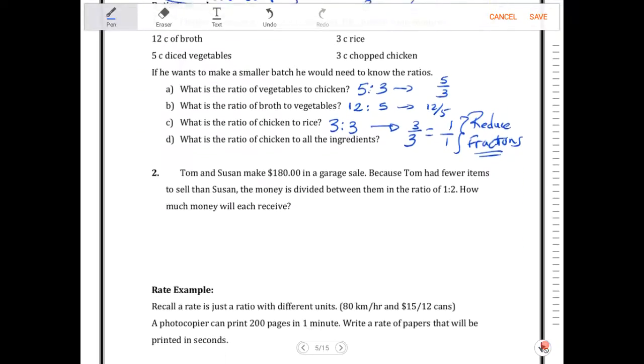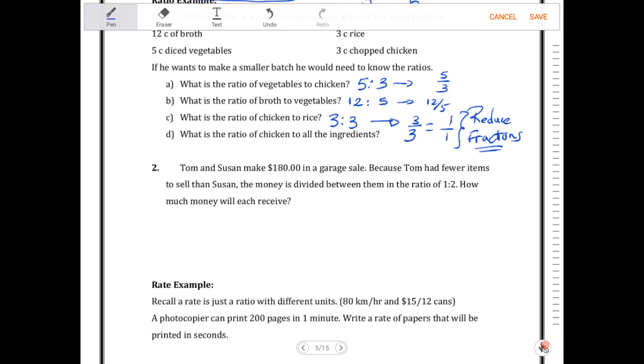Okay, let's go on to another example. Tom and Susan make $180 in a garage sale. Because Tom has fewer items to sell than Susan, the money is divided between them in a ratio of 1 to 2. Well, okay, it looks like here that they're not getting the exact same amount of money. Yeah, they both worked the garage sale. They sold things, but not everything's going to be shared equally here, okay? So let's try to figure out how much they get.